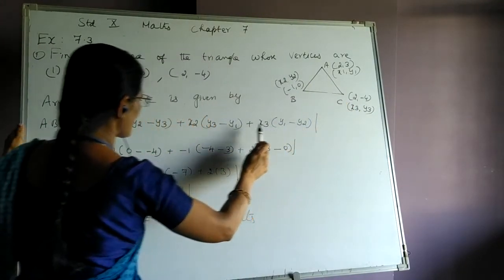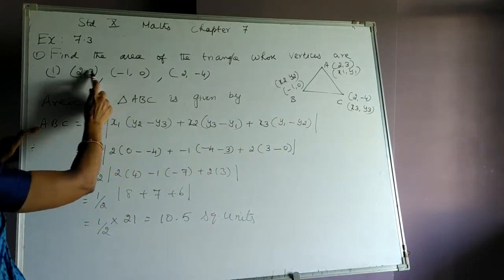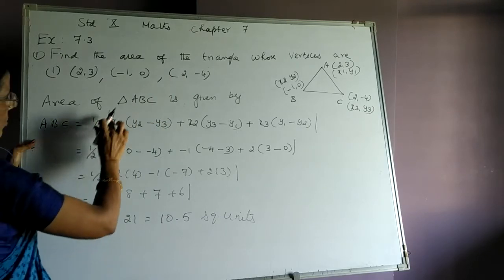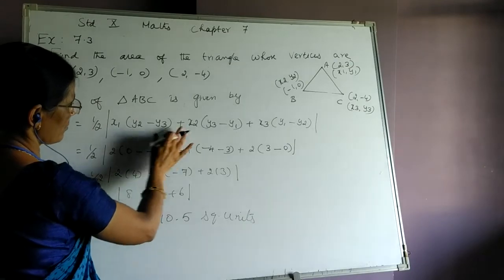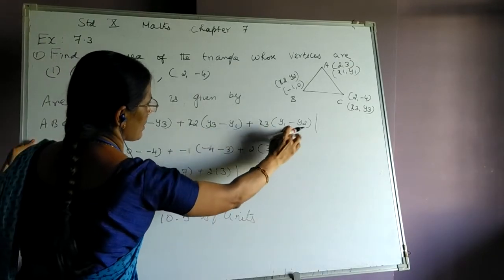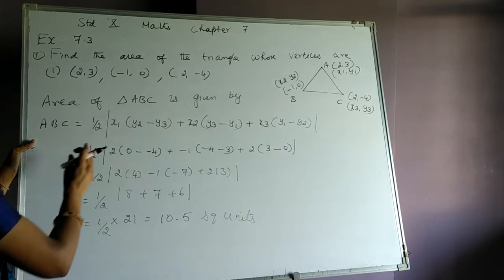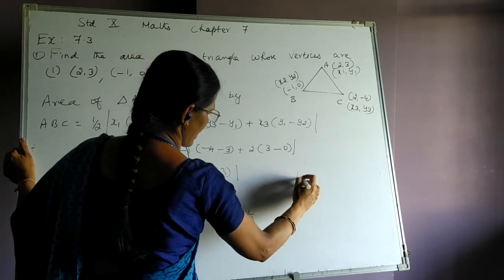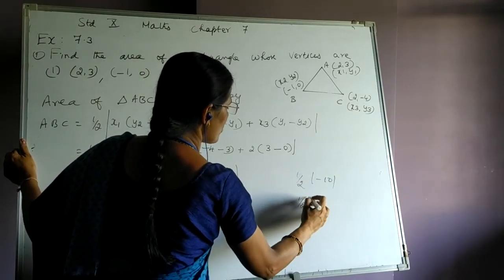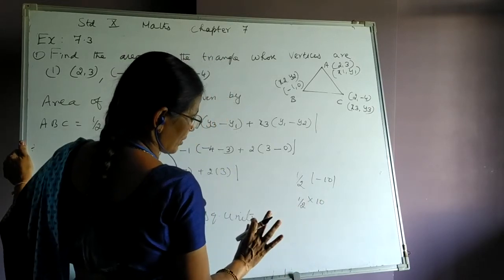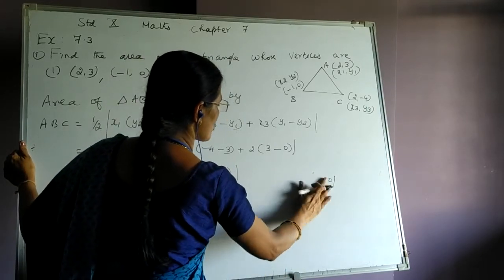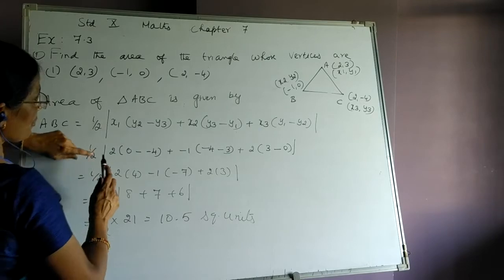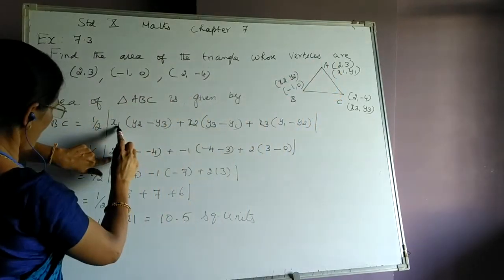Exercise 7.3. Find the area of the triangle whose vertices are (2, 3), (minus 1, 0) and (2, minus 4). So I have drawn a triangle ABC. Any coordinate we can take for any vertex. Just at random I have taken A as (2, 3), B as (minus 1, 0) and C as (2, minus 4). And I have named them x1, y1, x2, y2, x3, y3. It is easy to substitute in the formula.